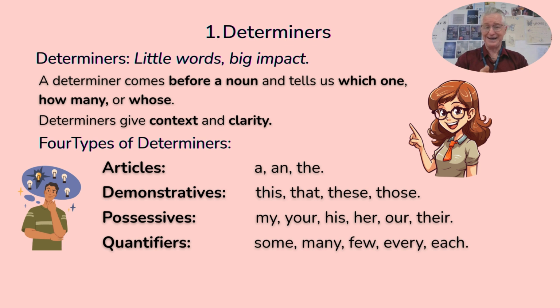Articles are simply a, an, or the. A and an are indefinite articles, and the is a definite article. Demonstratives. These are this, that, these, and those. Possessives, as the word indicates, show ownership: my, your, his, her, our, their. And quantifiers, these show us how many. Some, many, few, every, or each are examples of quantifiers.